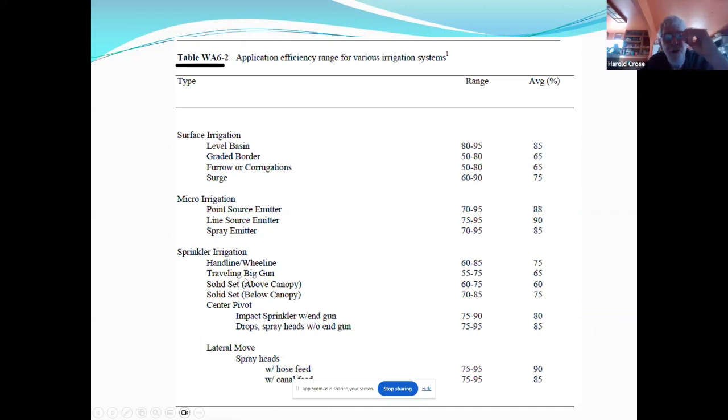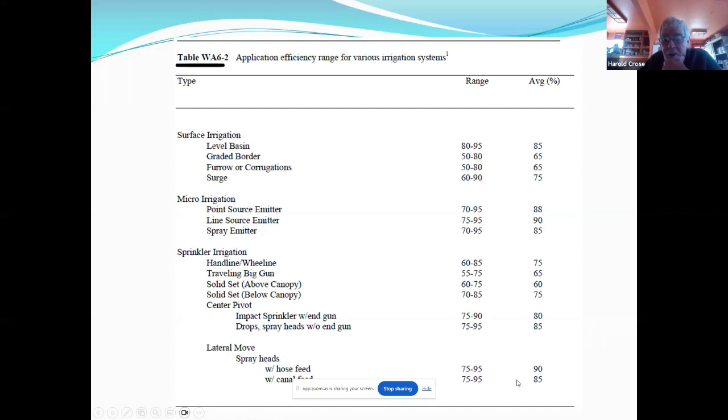But these are things you'll learn over time. Micro irrigation, of course, is a very efficient system of getting water to the field. Most of ours out here we deal with is wheel lines and hand lines, and center pivots.